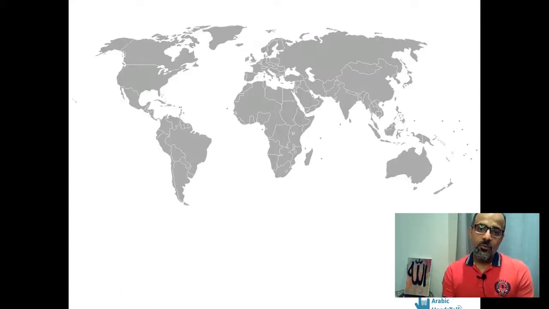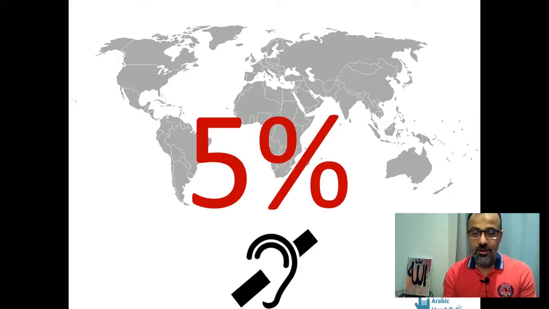According to the World Health Organization, around 5% of the world population is suffering from disabling hearing loss. The number is more than 400 million adults and 32 million children. In 2050, it's expected that this number will be doubled. It will reach 700 million individuals suffering from disabling hearing loss.